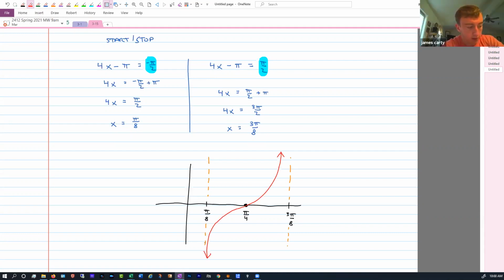So on these, we don't have to solve for everything. That's right. You don't have the 5 points. All you really have here are the 2 endpoints and the middle point.